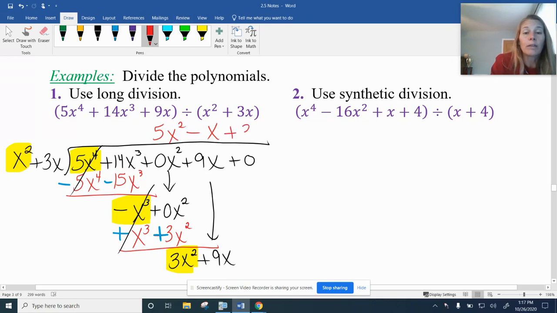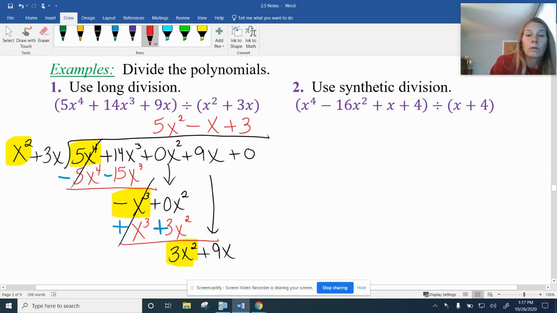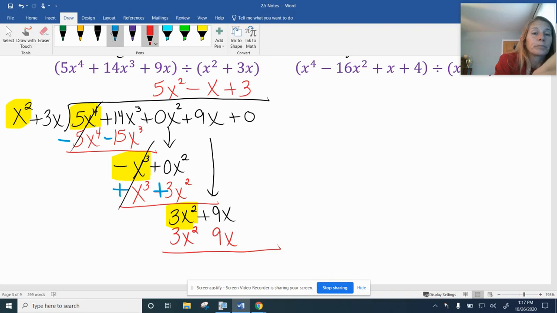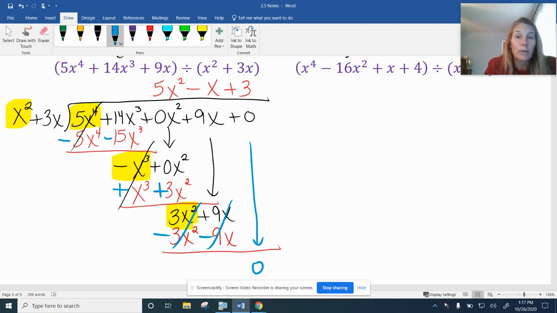and it's simply just going to be that 3. So I'm going to multiply 3 times x squared and get 3x squared. 3 times 3x is 9x. And then I'm going to subtract. In this case, they both cancel. And of course, if I brought my 0 down, I still have a 0 there. So there's no remainder here. So my final answer is this trinomial here up top.